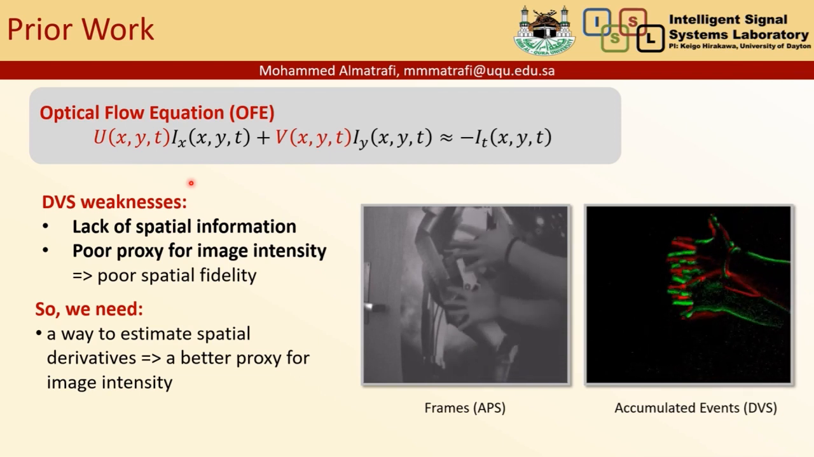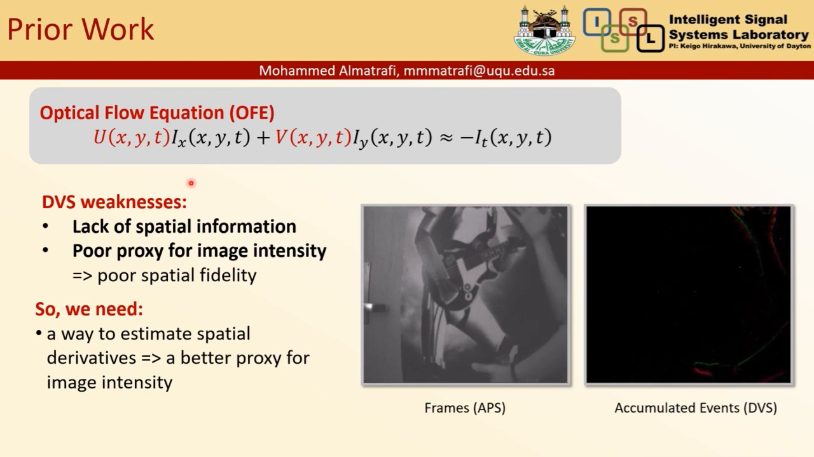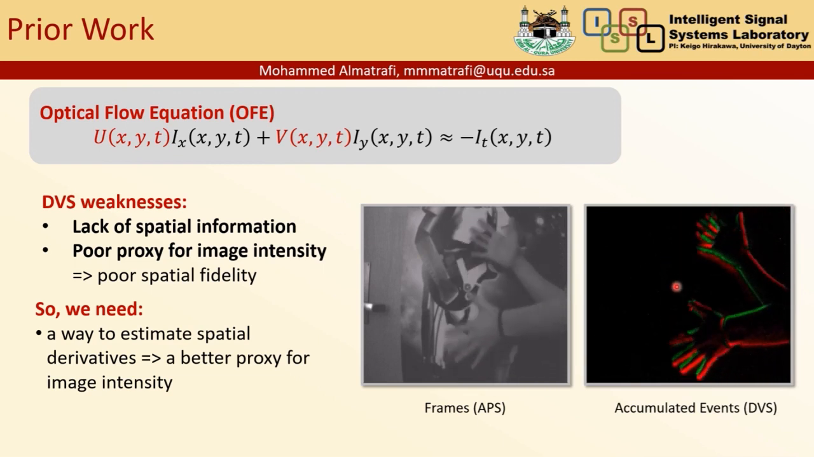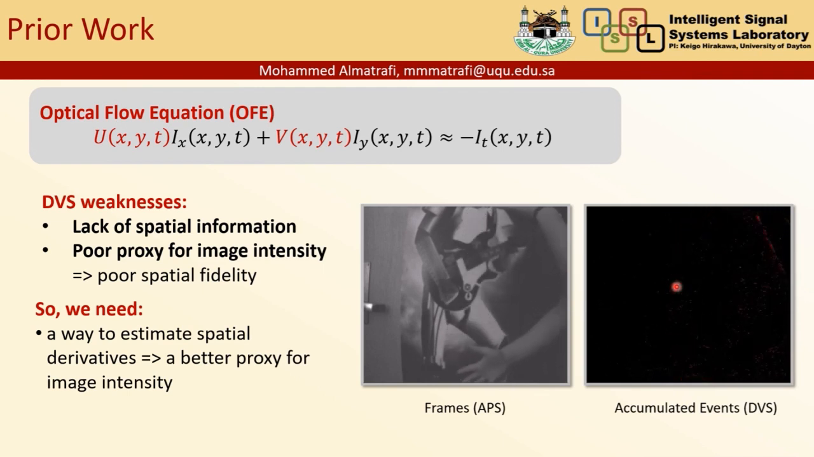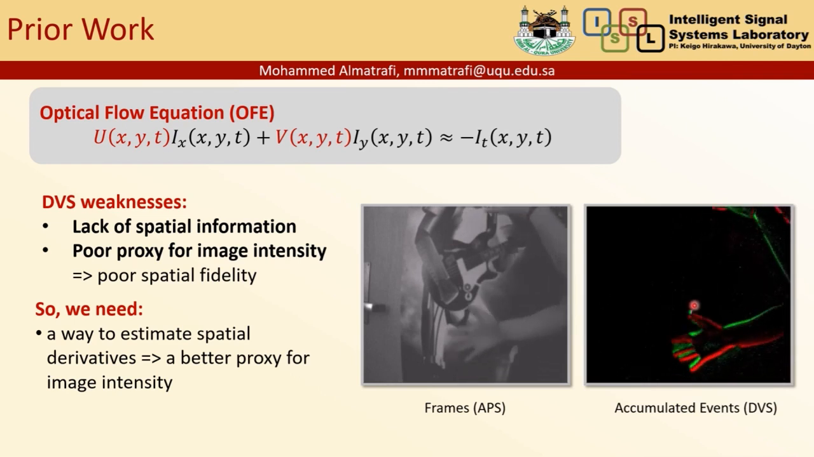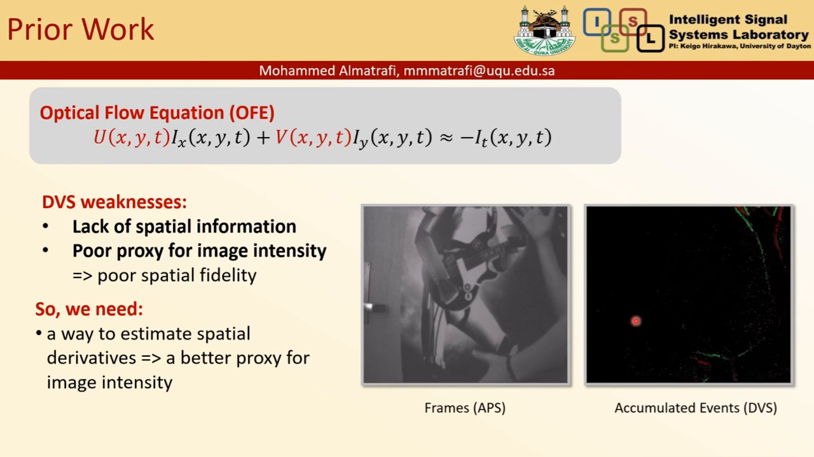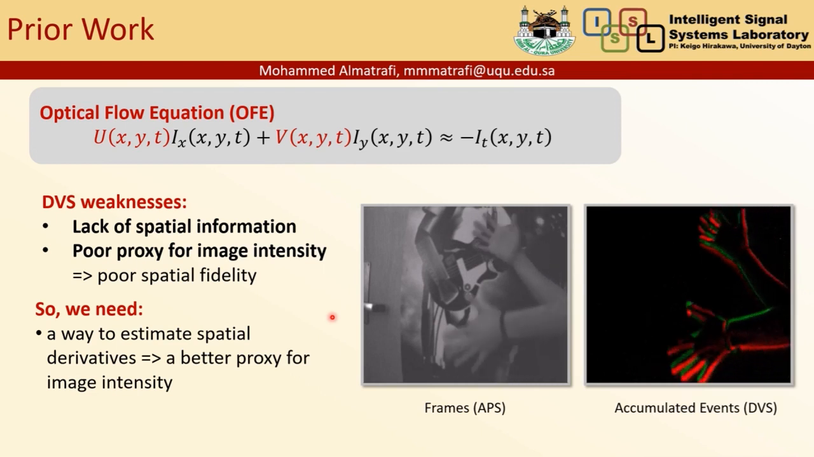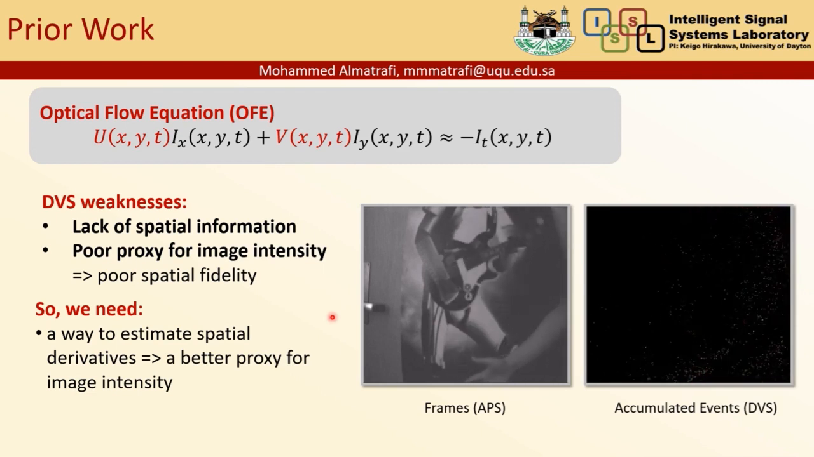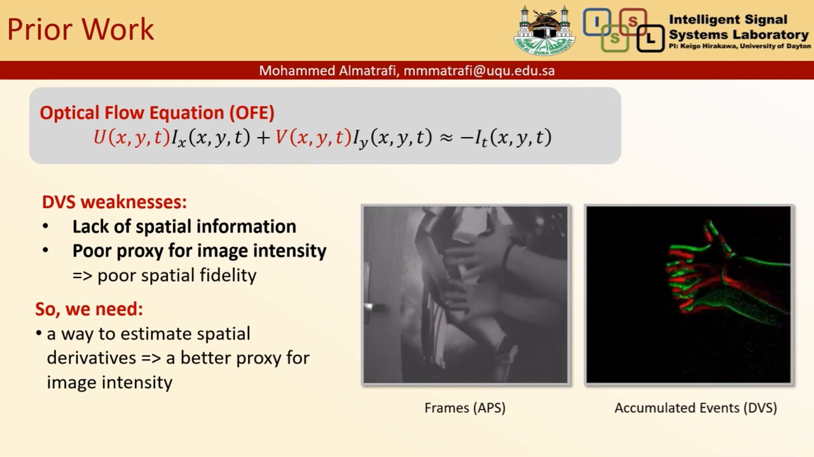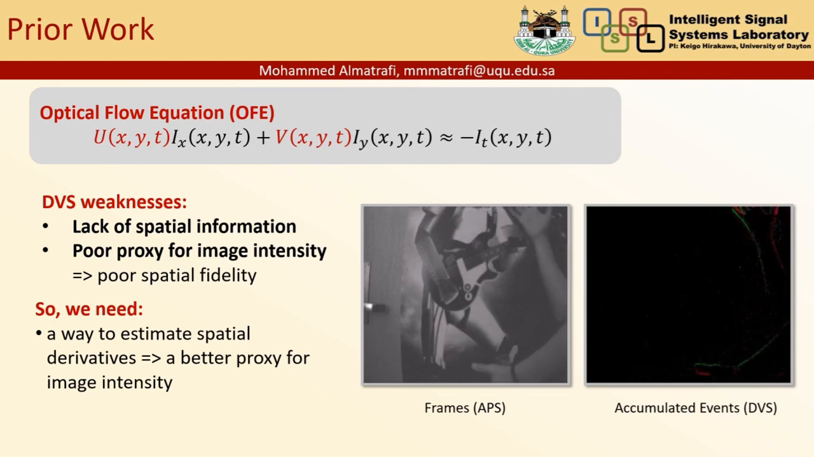Prior efforts have attempted to overcome this issue by generating a proxy for image intensity to enable the adaptation of traditional optical flow methods. Here is an example of such a proxy, where events are accumulated over a short temporal window. As we can see, the accumulated events have poor spatial fidelity, which affects the estimation of the spatial derivatives Ix and Iy and can lead to unreliable optical flow. While these methods overcome the dynamic range and frame rate issues, the performance is sacrificed. So we need a way to estimate the spatial derivatives, so we need a better proxy for image intensity.